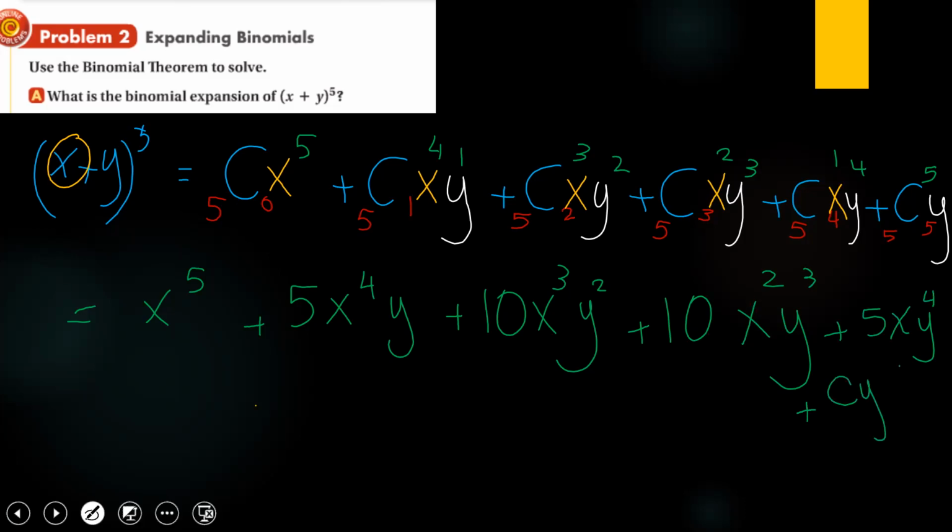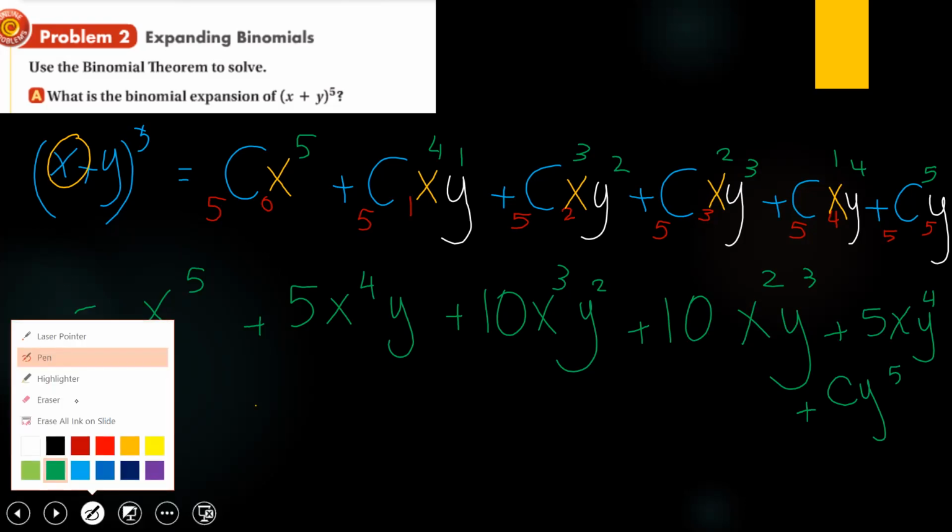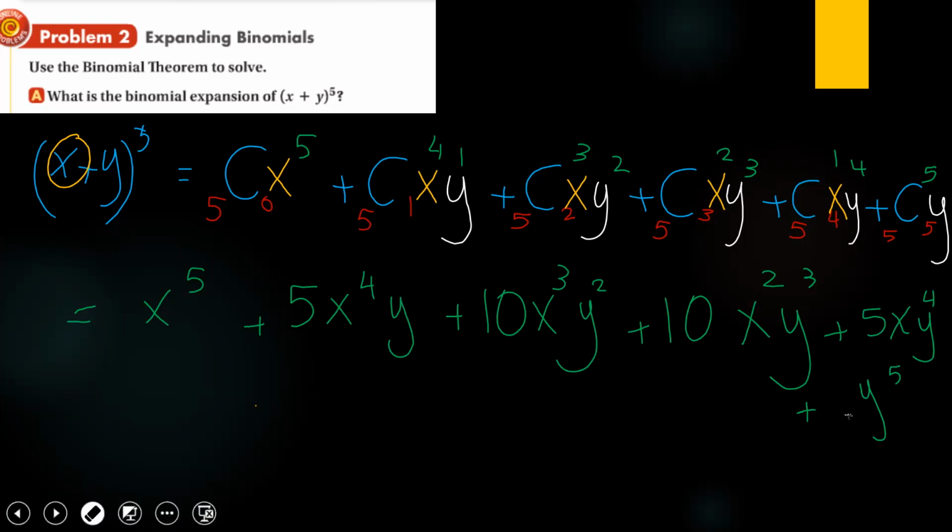The last one is 1, y to the power 5. So the expansion, if you multiply (x + y) to the power 5, you will get x to the power 5 plus 5x to the power 4 times y plus 10x cubed y squared plus 10x squared y cubed plus 5x y to the power 4 plus y to the power 5.